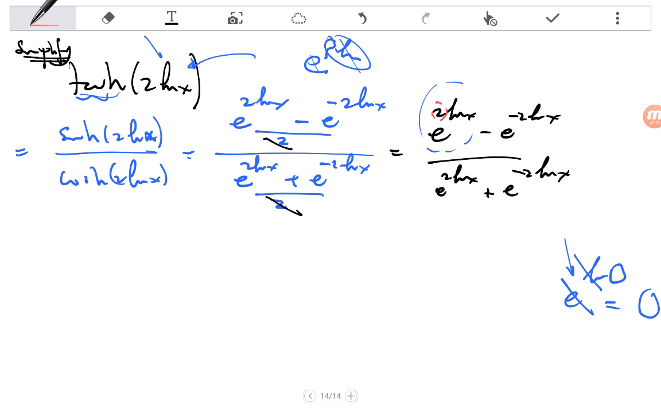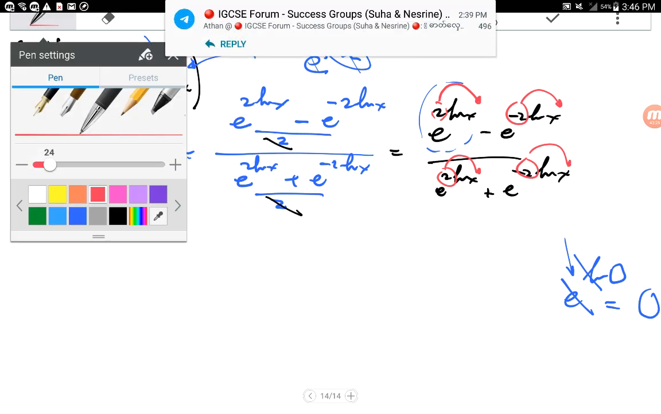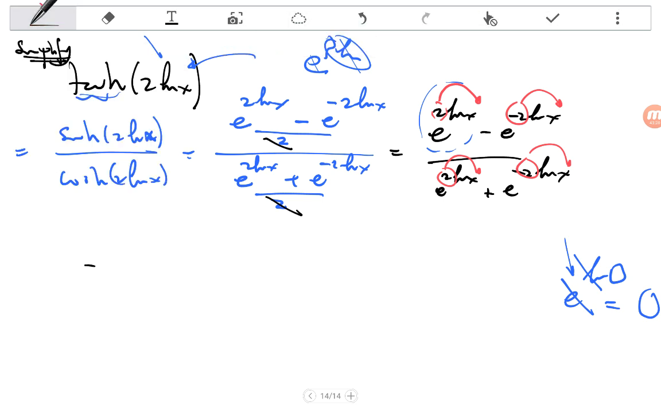Do you remember the properties of ln? I can take that 2 inside, and take this minus 2 like this. So the expression will be e power ln x squared minus e power ln x power negative 2 over e power ln x squared plus e power ln x power negative 2.